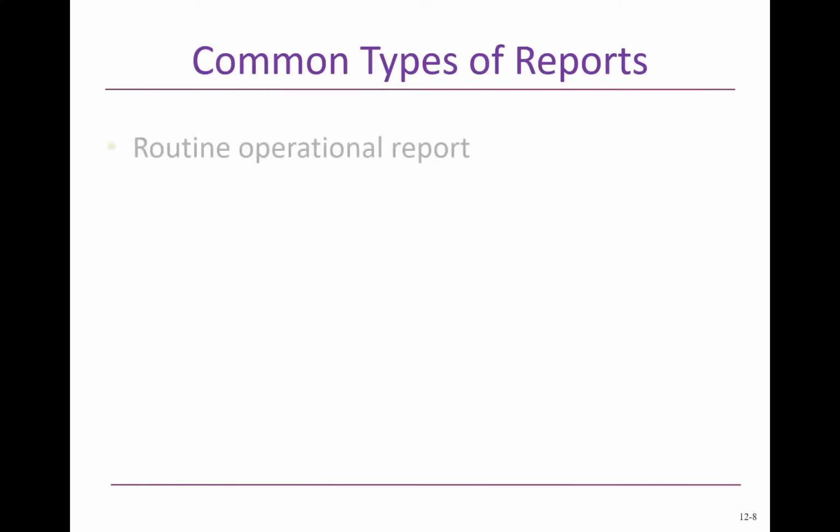And common types of reports: routine operational report. So please do not forget to read the book. A lot of examples are given for your better understanding. Routine operational report: you are the production officer, you will give routine reports to your seniors. You are the marketing manager, you need to give reports on a monthly basis. This is a routine operational report.